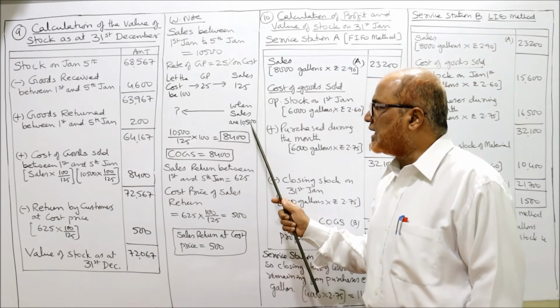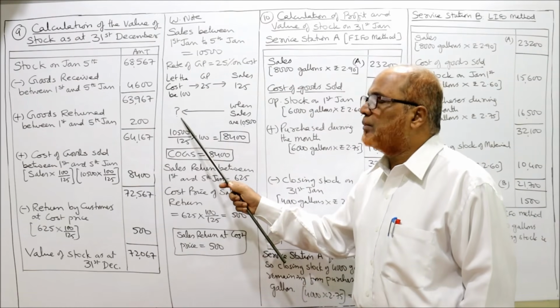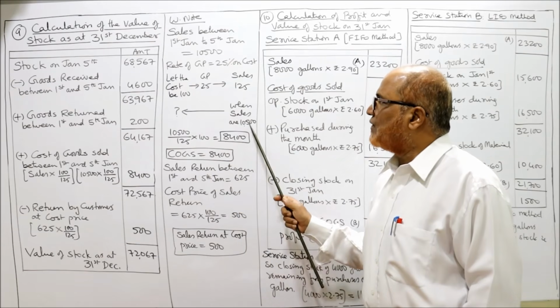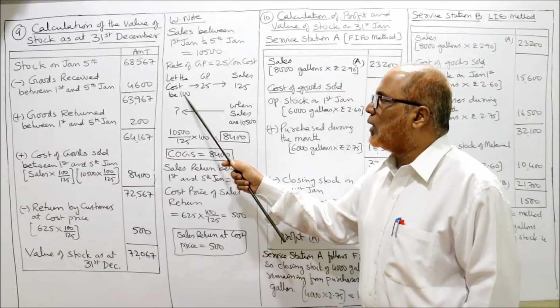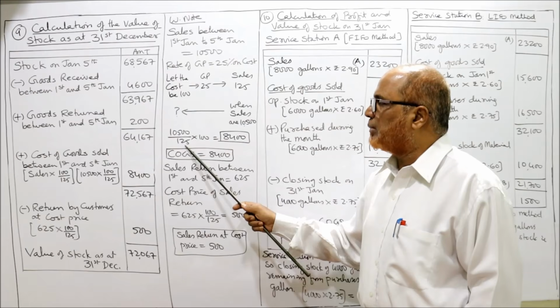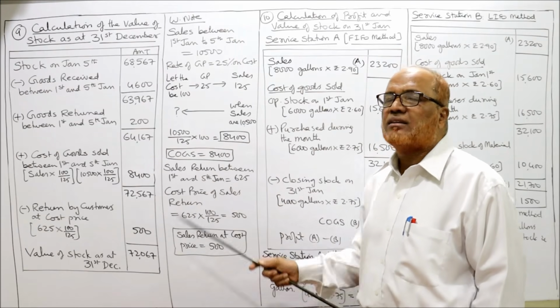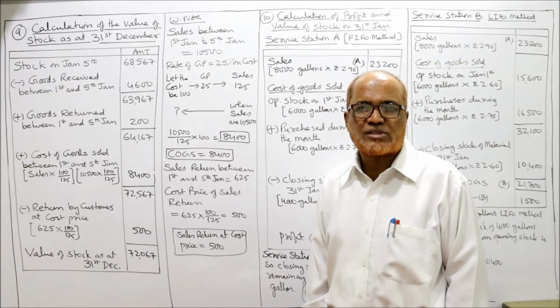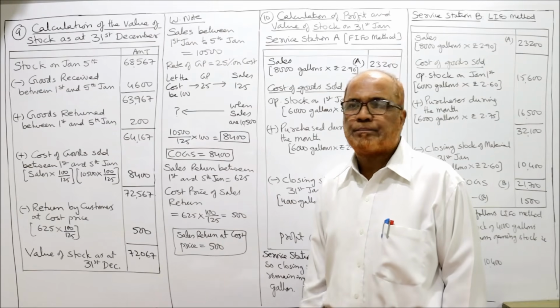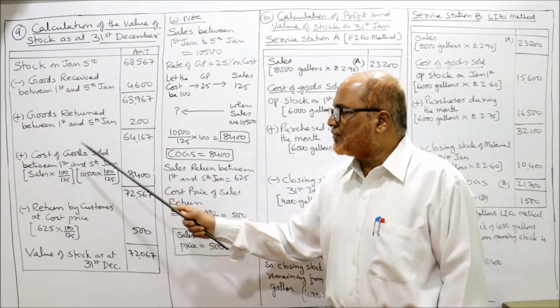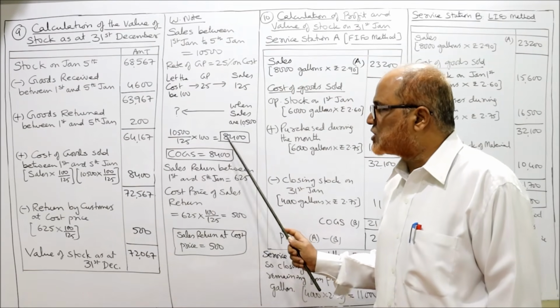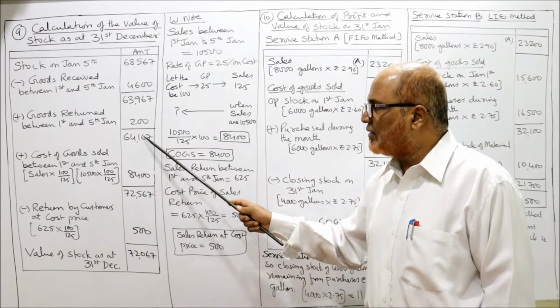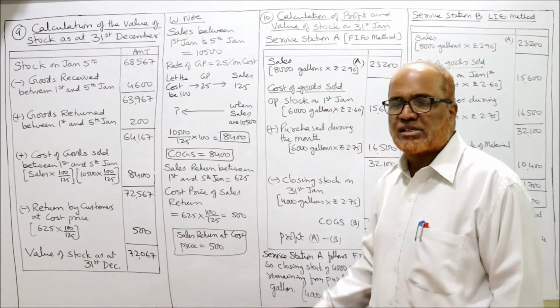When sales are 10,500, how much would be the cost? So 10,500 divided by 125 into 100. 8,400 is the cost of goods sold or cost of sales. That we have to add up. Add cost of sales 8,400. This is the explanation for 8,400. We have added, so it will become 52,567.